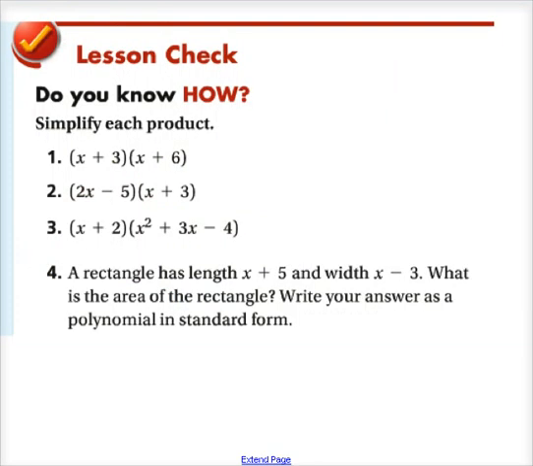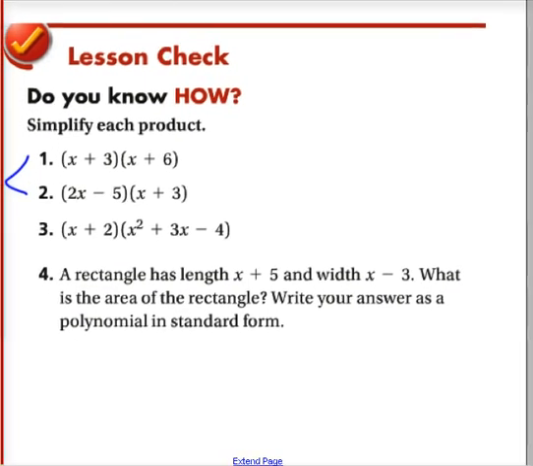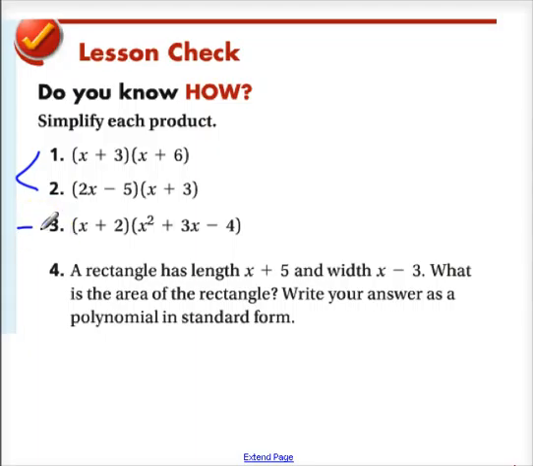That ends this lesson. Here's your lesson check 1 through 4. Take your time. These are 2 where you can use your FOIL method. Here you need to arrange vertically. And then this would be a word problem where you're applying what you know.